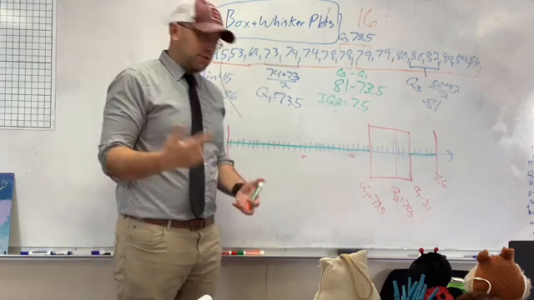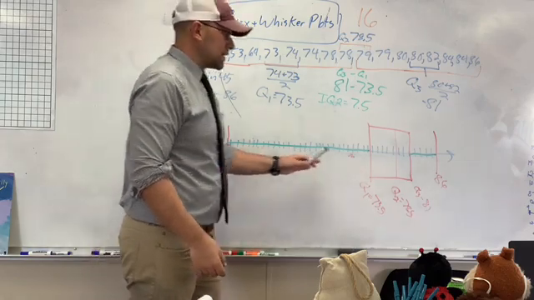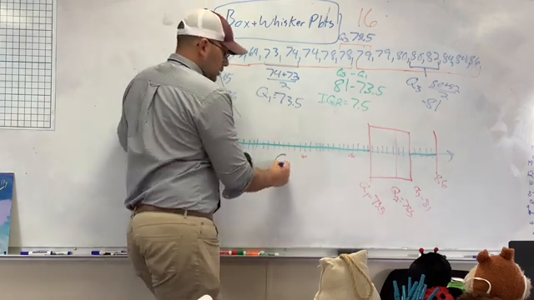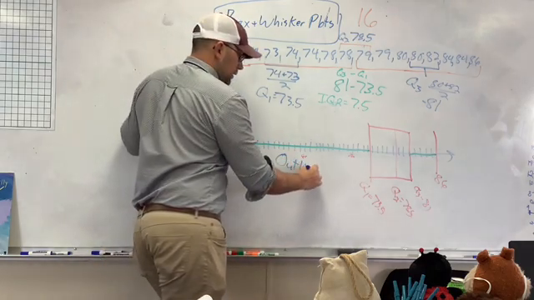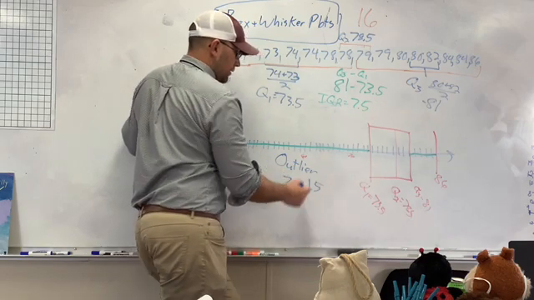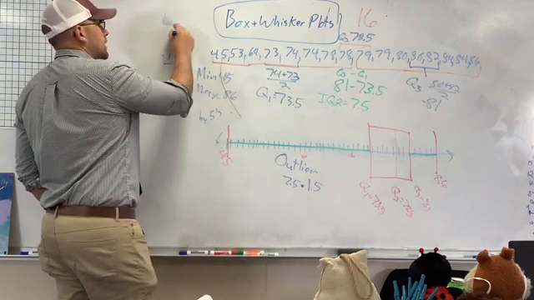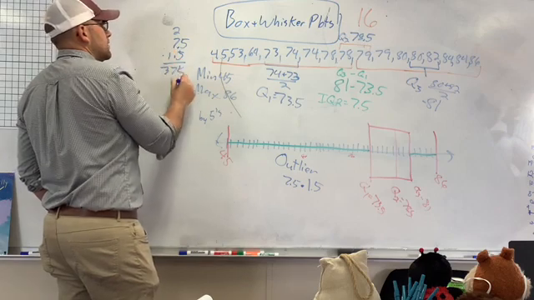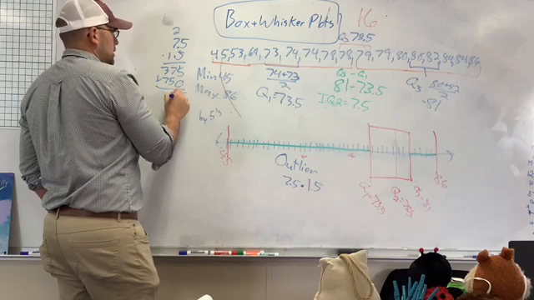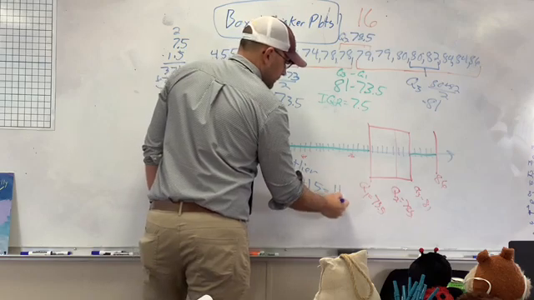The last thing we need to check for is outliers. Now, 45 definitely looks like an outlier, as you can see, but we have to go through the formula to check it. So, outlier. I take 7.5 and I multiply it by 1.5. And I get 11.25.